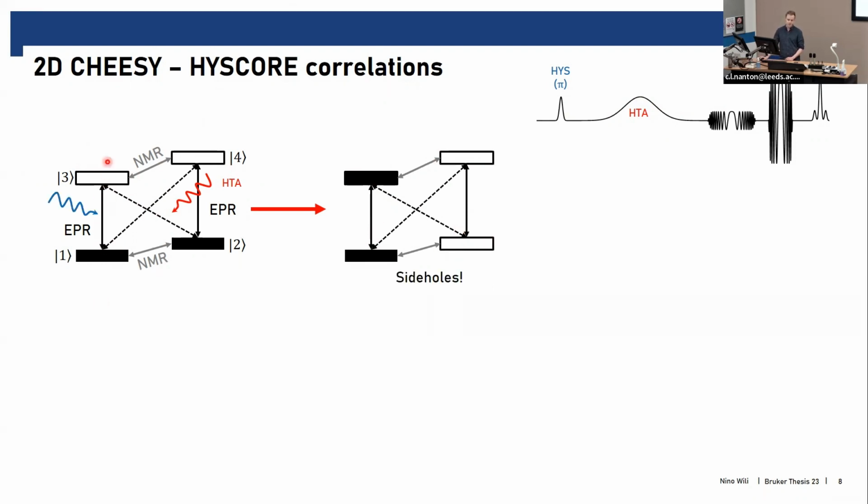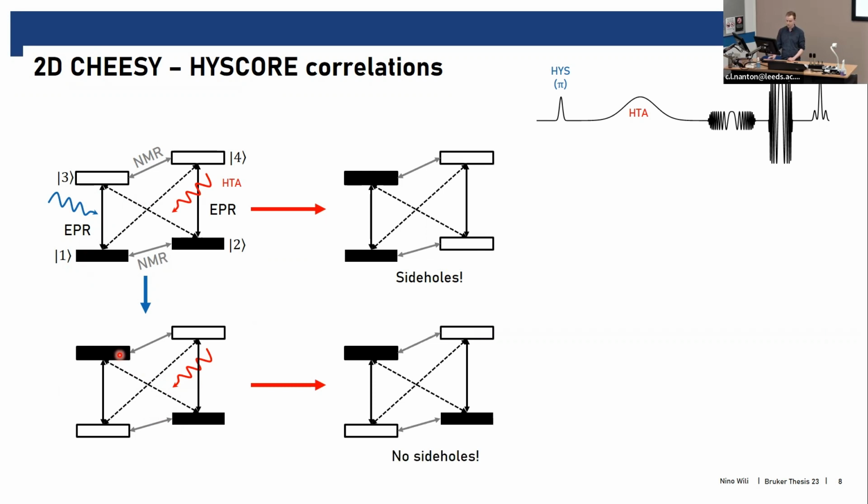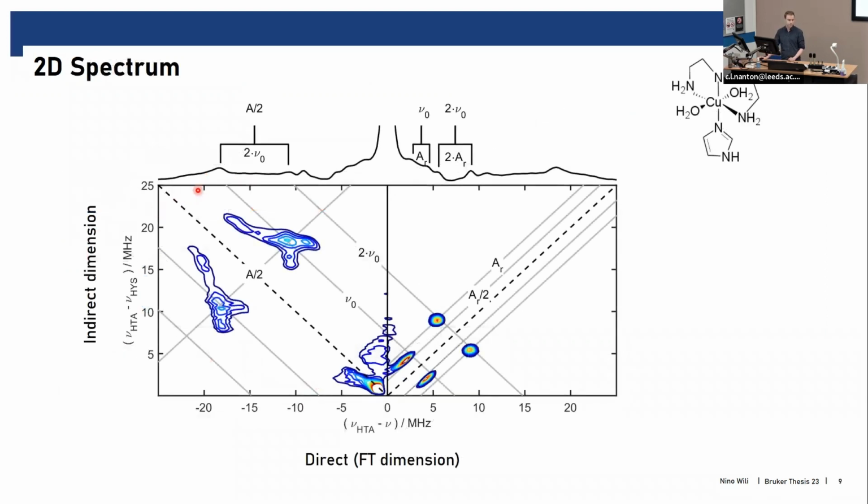If you first invert one of these two levels, you end up in a situation like this, and you might realize that if you now use a hole burning pulse, it doesn't actually act on the populations there. Of course, this is idealized, but you still see basically less change if you do this. So you get no side holes or just reduced side holes.